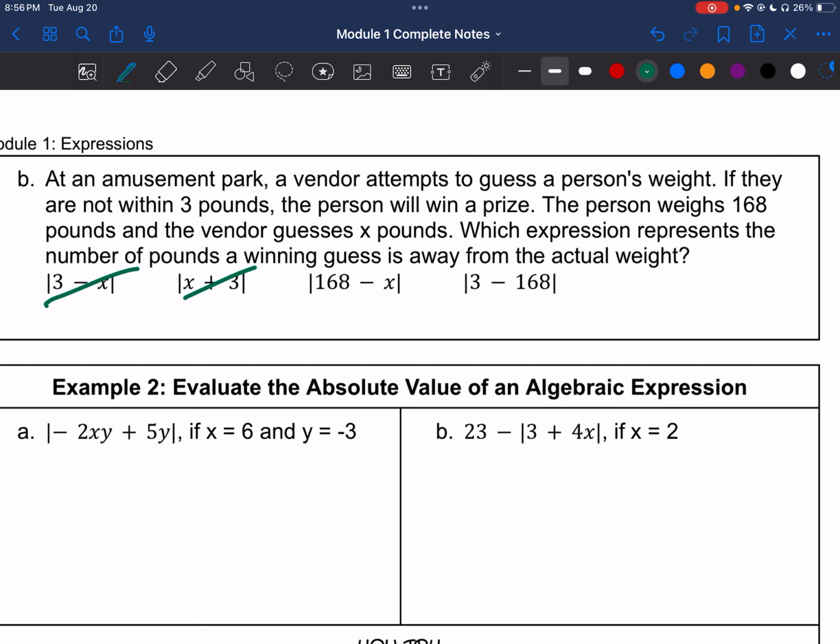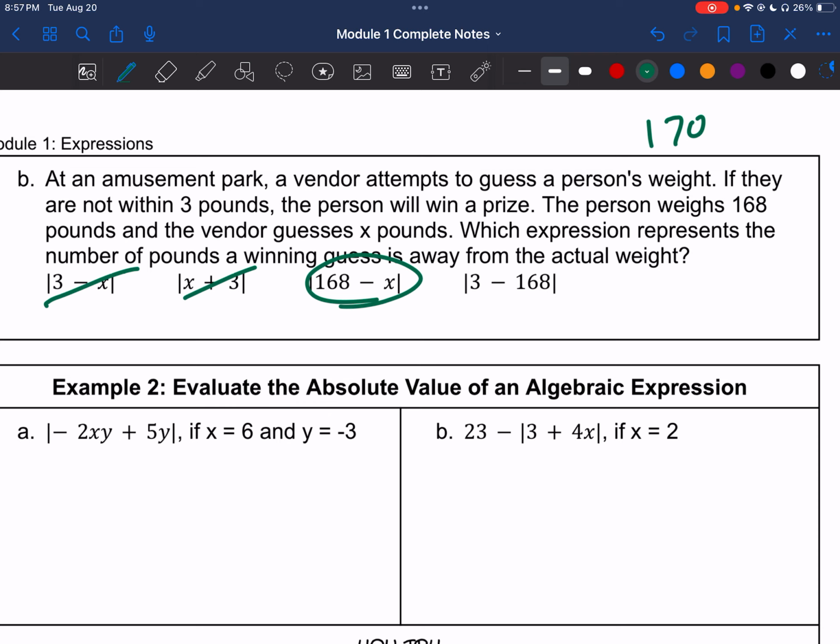We have 168 minus X, which is the person's guess. So if you did that, you did 168 minus X. That, if we were guessing again, if we said, for example, it was 170, that would be negative 2, and we take the absolute value of negative 2, and that's positive 2. So that would be within 3 pounds. So that certainly is one of our options.